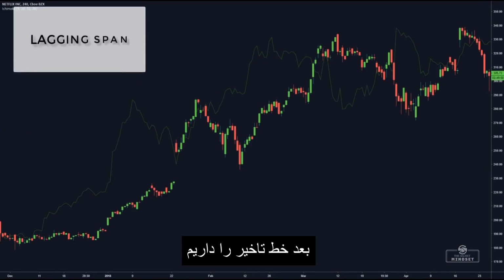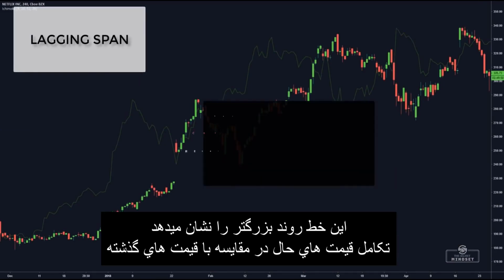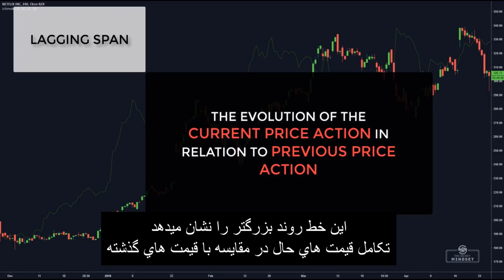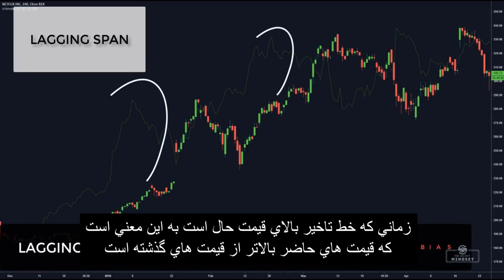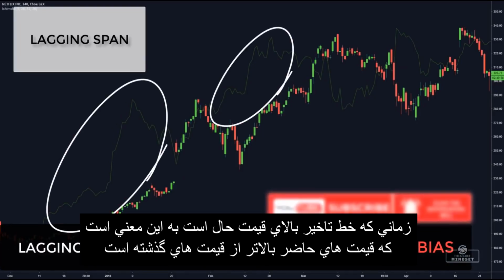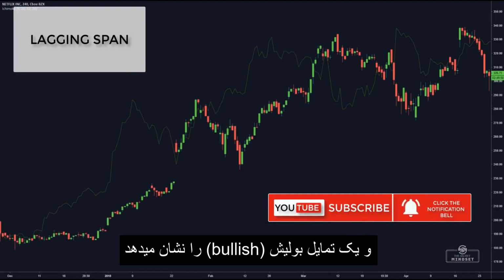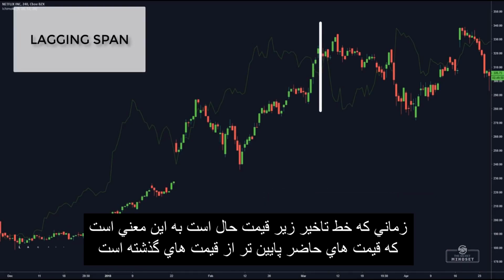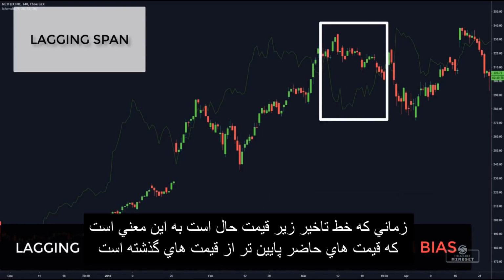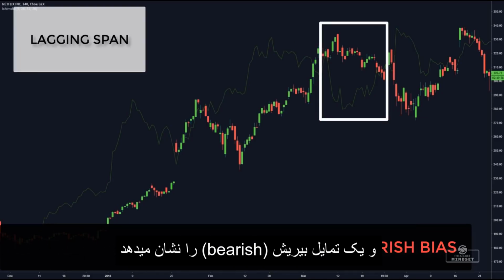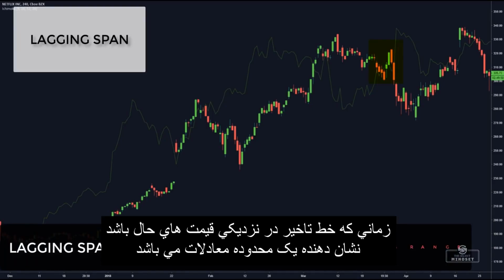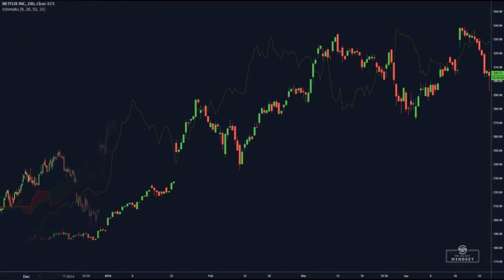Next is the lagging span. This line indicates the big picture of the trend, the evolution of the current price action in relation to previous price action. When the lagging span is above the current price, this indicates that current prices are higher than previously and suggests a bullish bias. When the lagging span is below the current price, this indicates that the current prices are lower than previously and suggests a bearish bias. When the lagging span is near the current price, this indicates a trading range.